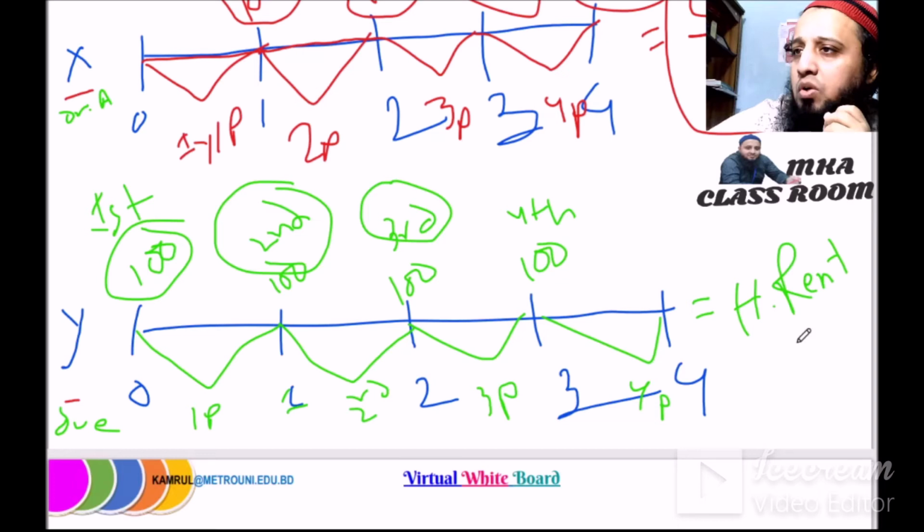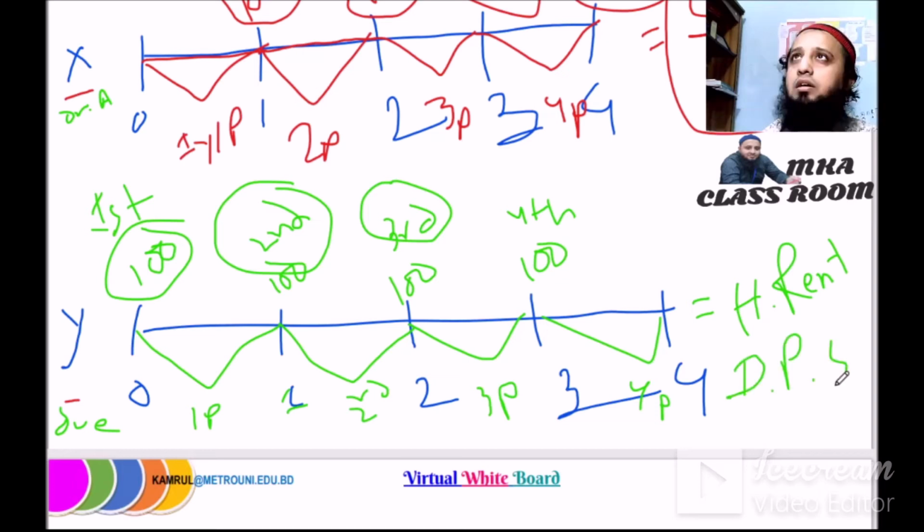Or you can take the example of DPS, deposit pension scheme. You have to provide your installment at the first of the month, as in date 1 to 5 or 1 to 10. You have to provide that month's installment, as like this month is July. So, you have to provide July month's installment at the first of the July month, 1 to 5 date or 1 to 10 date. So, that is the example of annuity due.